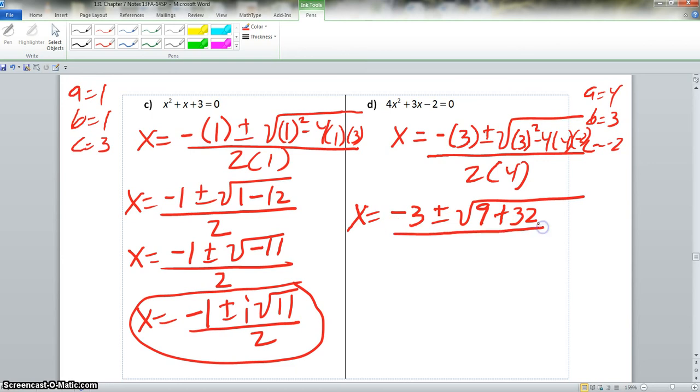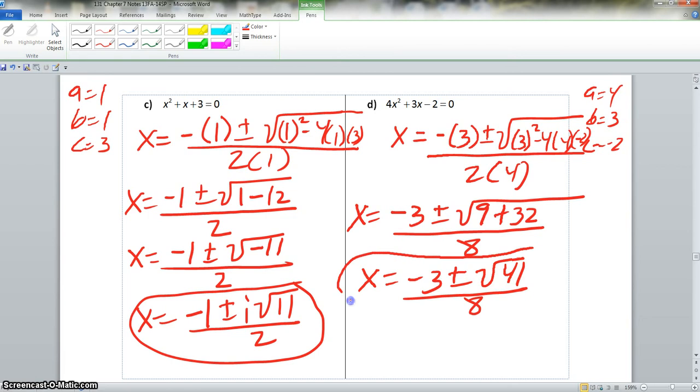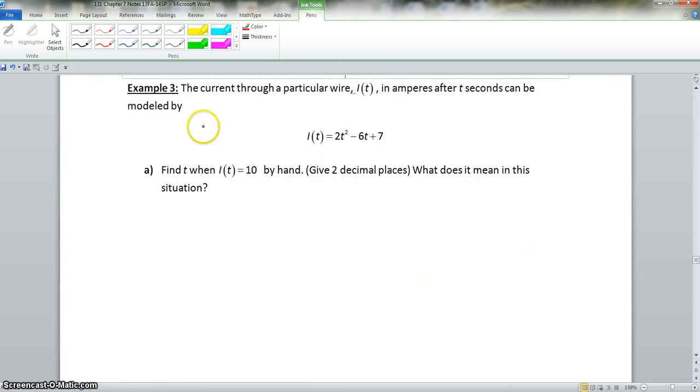All over 2 times 4 is 8. So we have x is equal to -3 plus or minus the square root of 41 all over 8. Now 41 does not have a perfect square in it, so this is the end of this problem. Now we come to example 3.